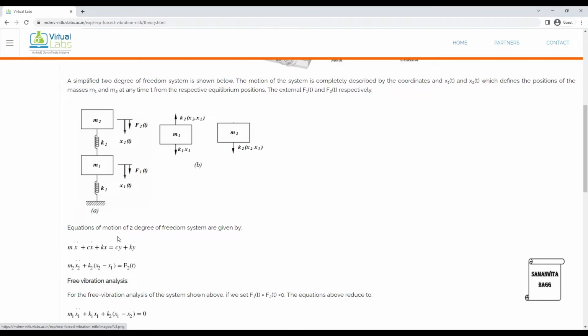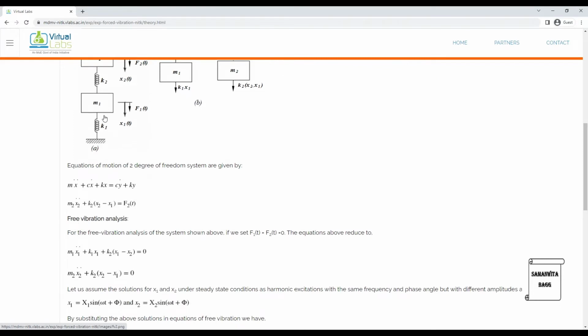Equations of motion of a 2 degree of freedom system are given by m x double dot plus c x dot plus k x is equal to c y dot plus k y. There is some form of input to the system, and that equation is here. Some force is given, forced vibration, as we have already discussed in base excitation. This was the equation used for base excitation.